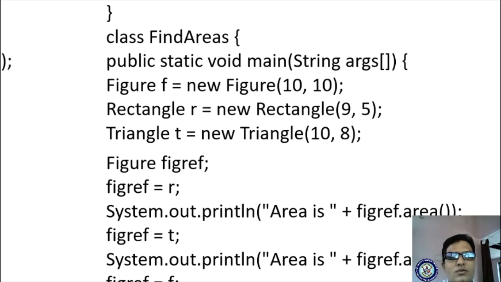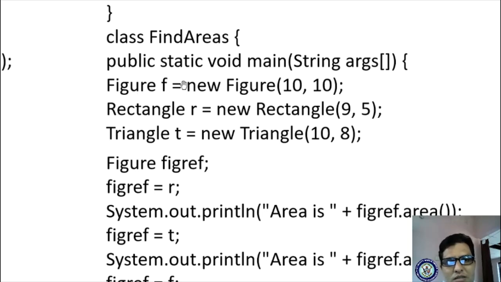Okay, so let us see: Figure f is equal to new Figure(10, 10). Now we are creating the object for the Figure class. Whatever the constructor is used, what is the constructor? It is a special method which is automatically initialized whenever an object is created.